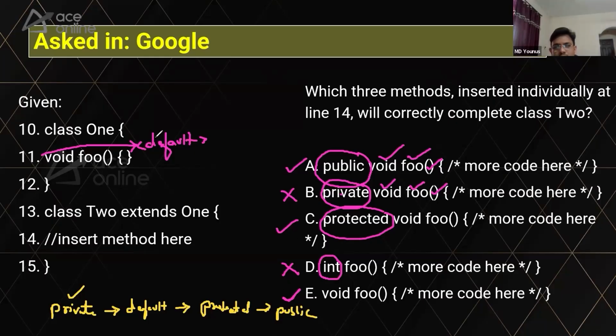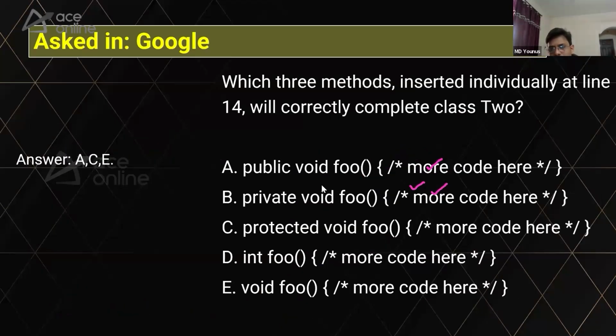So we have seen why B and D are not correct. Moving forward, I'm going to teach you all the rules now, practically, and we will conclude method overriding so that we can go to the runtime polymorphism concept. With this, you can see options A, C, and E are correct.